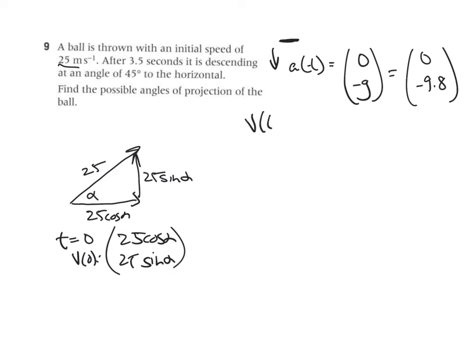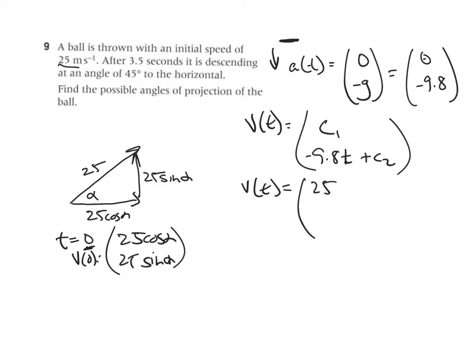If I want to find the velocity, then I take the integral of that. The integral of 0 is just some constant c1. The integral of negative 9.8 is negative 9.8 t, plus c2. This is my formula for velocity. I take the integral of the acceleration. And so then to find the constants, when t equals 0, it's going to be these values here. And so I can say my velocity is equal to 25 cosine alpha, negative 9.8 t plus 25 sine alpha. Okay, and this is going up is positive.